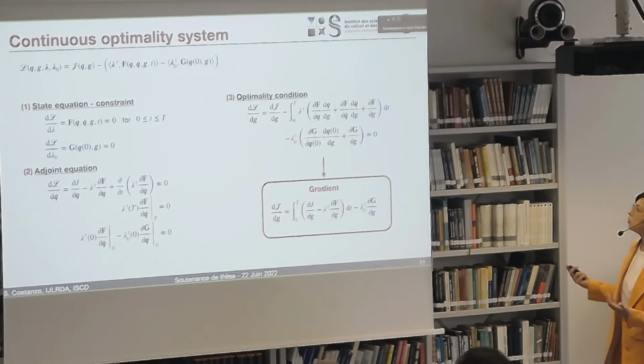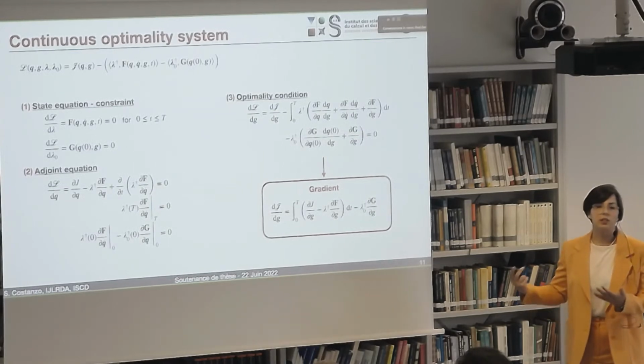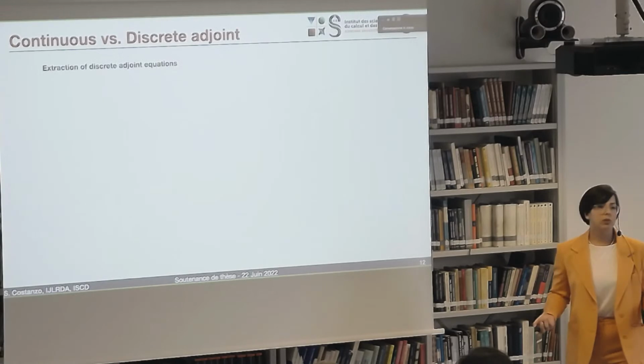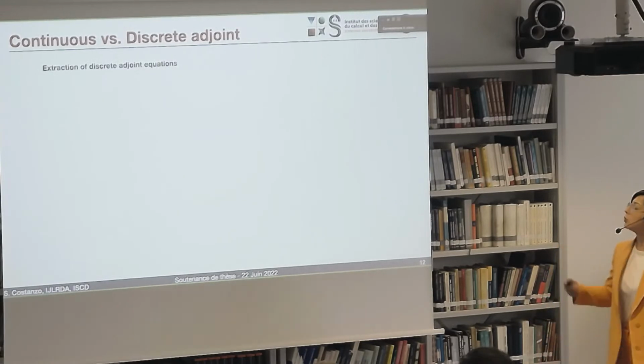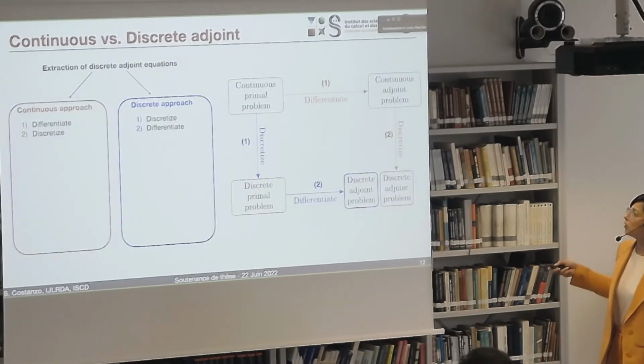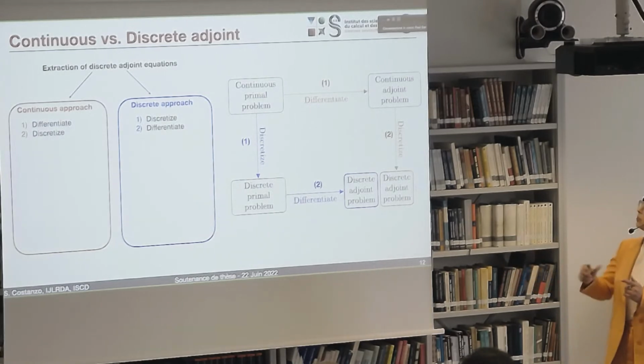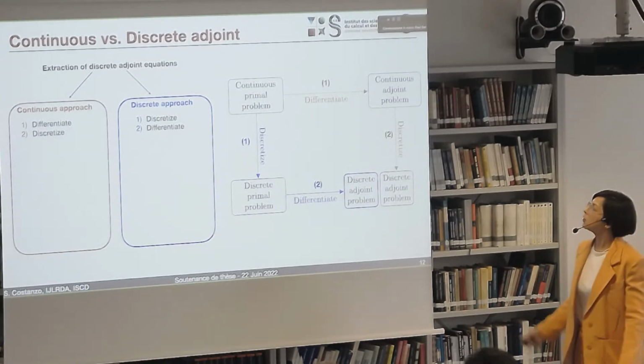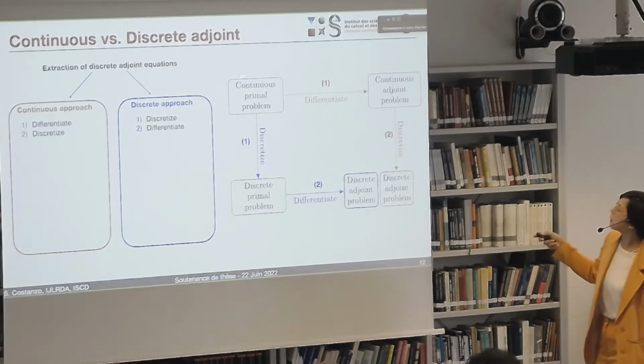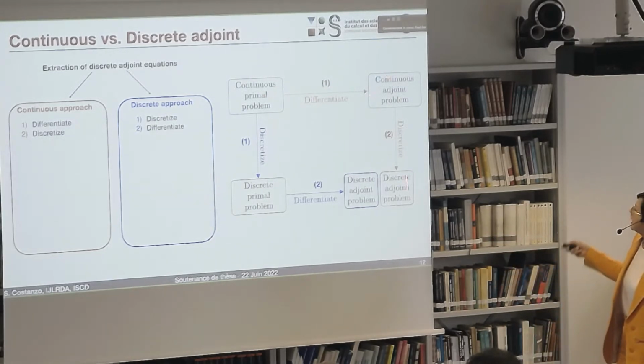So once we get to the continuous optimality system, to solve this system, we need to extract the discrete adjoint equation. There are two ways of doing that in the literature. We have the continuous approach or the discrete approach. They are distinguished by the order of differentiation and discretization. For the continuous approach, we start from the continuous primal problem, we differentiate, and then we discretize. For the discrete approach, we first discretize, and then we differentiate. The problem that we get at the end is not exactly the same.